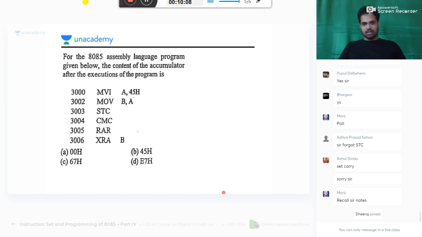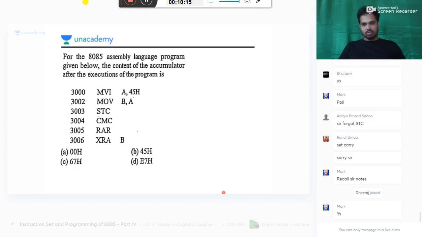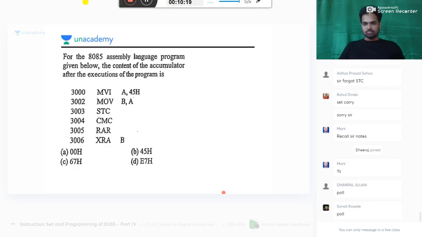Okay, ready? So if you want to recollect: move immediately, move, STC (set carry), CMC (complement carry), RAR (rotate accumulator right), XRA (exclusive OR A and B). That's all. Okay, so let me check the answer once. 45, 45.